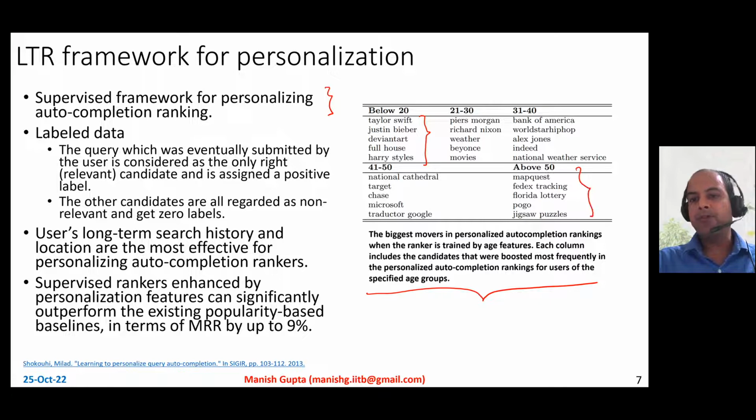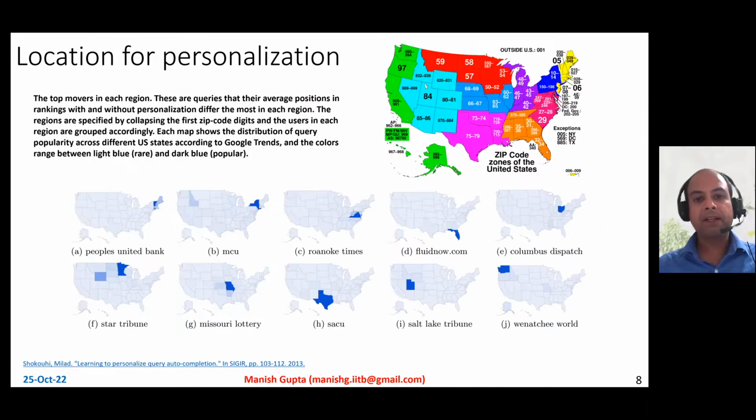However, people above 50 are more interested in queries of those kind. What was found among those features that we looked at is that users' long-term search history and location are the most effective for personalizing auto-completion rankers. Also, people found that these supervised rankers, which used personalization features, significantly outperformed the existing methods, which just used the popularity-based two features, on the MRR metric by about 9%.